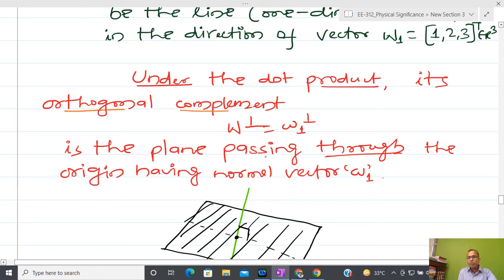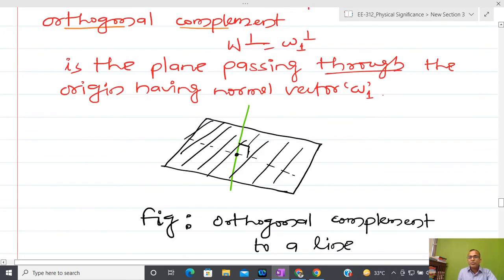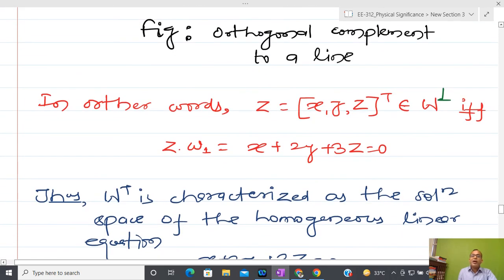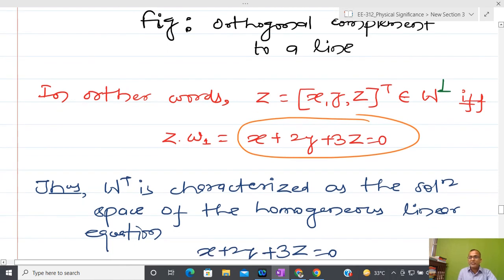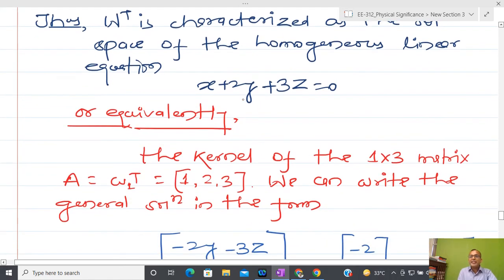So how to talk about the orthogonal complement? I have to identify all vectors which are perpendicular to this. So now basically I have to solve z · w = 0. This is a homogeneous linear equation that I have to solve. You can see that I have three unknowns inside this equation.